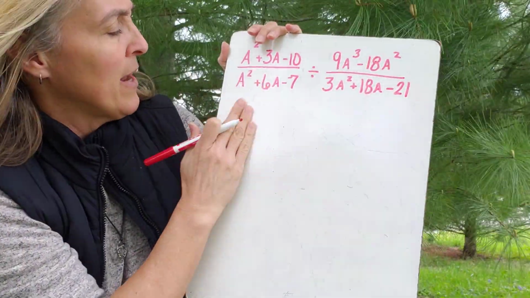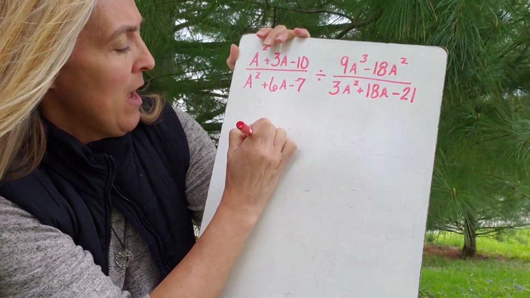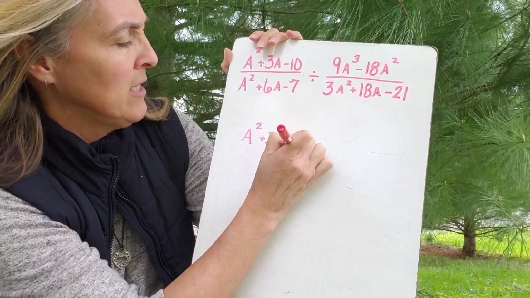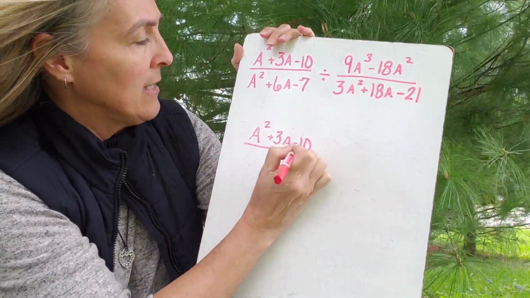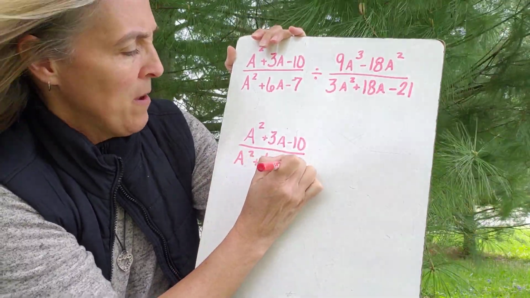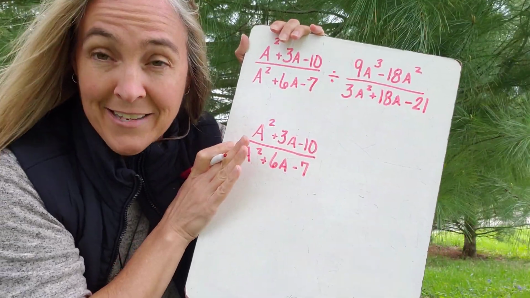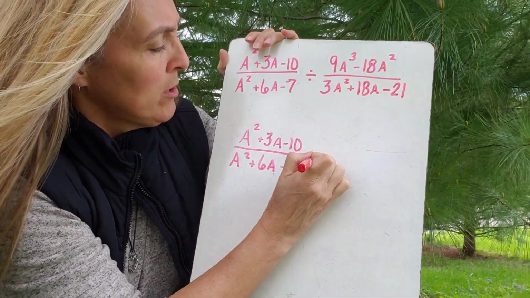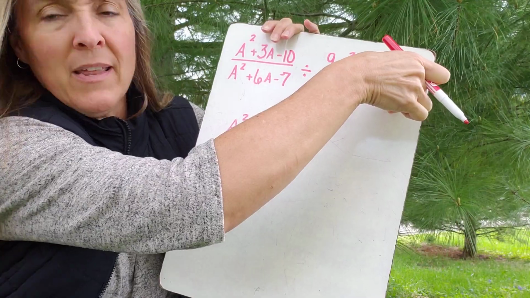So I've got, and I'm going to leave a little room because I'm just going to draw lines as I factor these. A squared plus 3a minus 10. There is not a GCF I could have taken out. And a squared plus 6a minus 7. Now keep in mind, I can't cancel as it is because there are pluses and minuses attached there. Multiply this. I am flipping this.